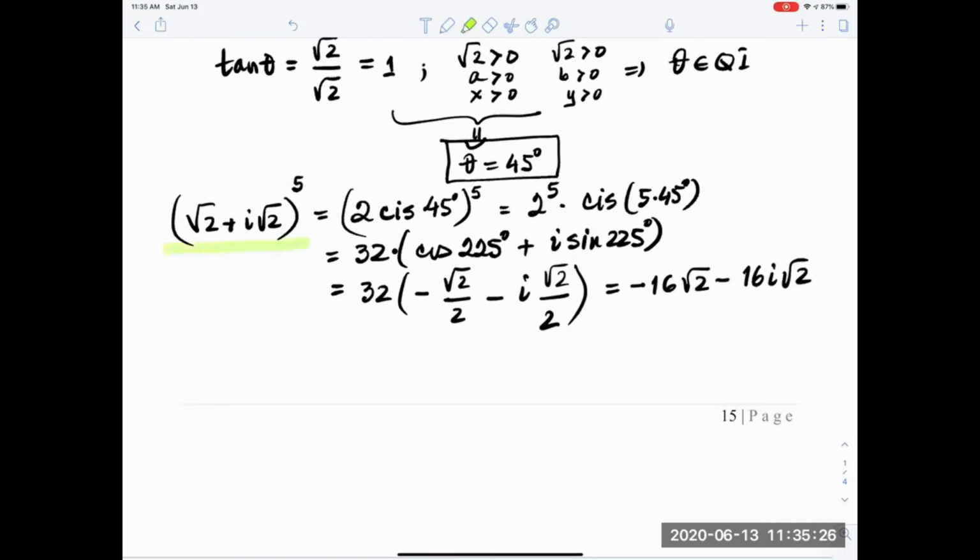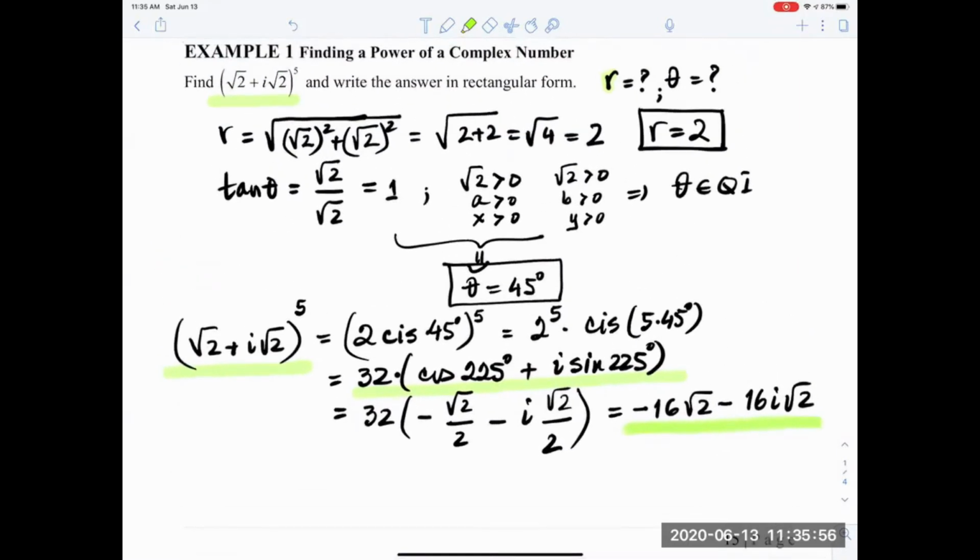So essentially, root 2 plus i root 2 to the 5th became 32 cosine of 225 plus i sine of 225. And then in the end, after you depict how much those are, it becomes negative 16 root 2 minus 16i root 2. Very good. So this is how you solve problems like that, and you can have different powers. You just have to pay attention to your math. And of course, it depends on how they are given to you, but if they are given to you in the format you had here, make sure you first find the modulus and also the argument.